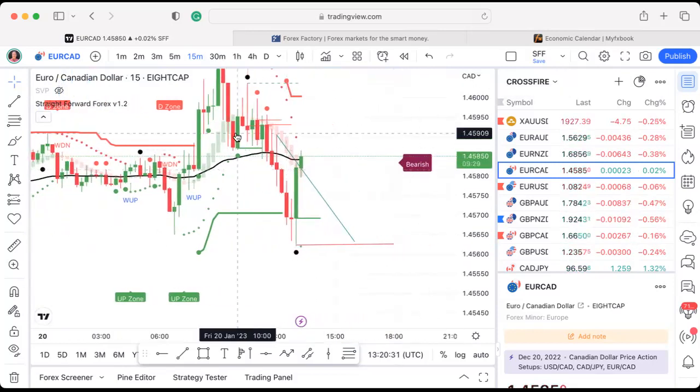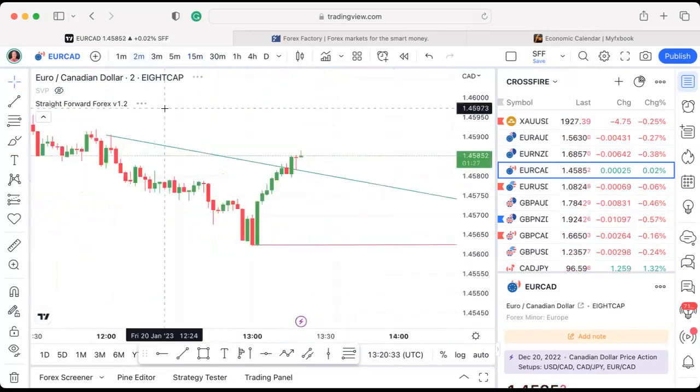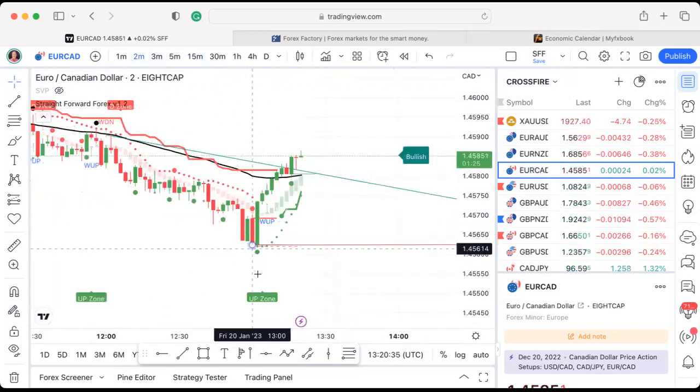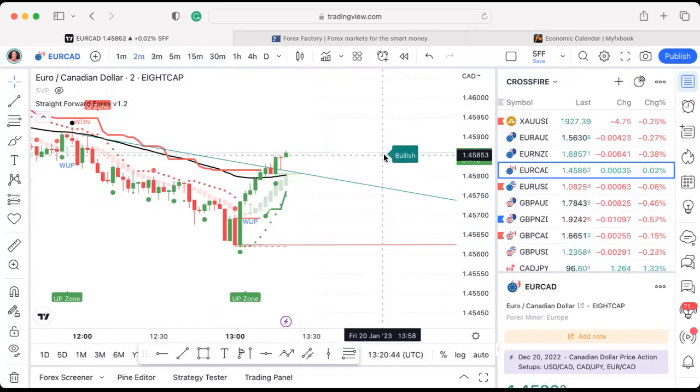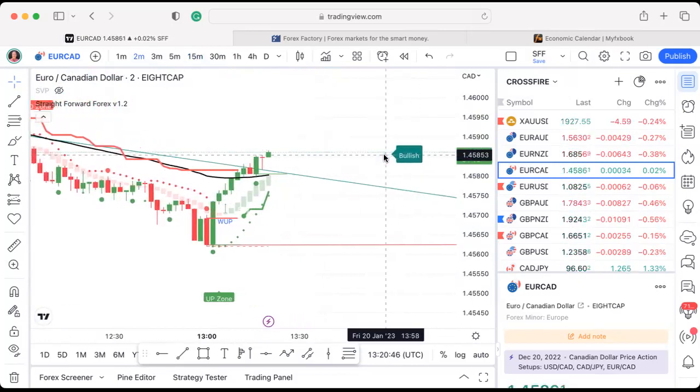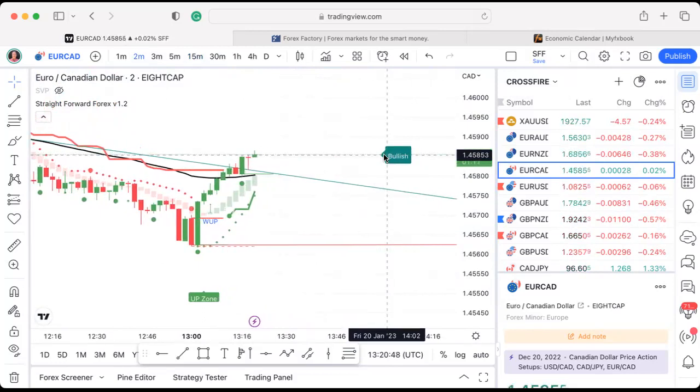Okay, so if I go to the 2 minute chart, there we go. We've got an up zone, we've got a wave up, we've got a super trend up, and it's above the green line. And this is bullish. So I'm now considering getting into Euro CAD for a buy.